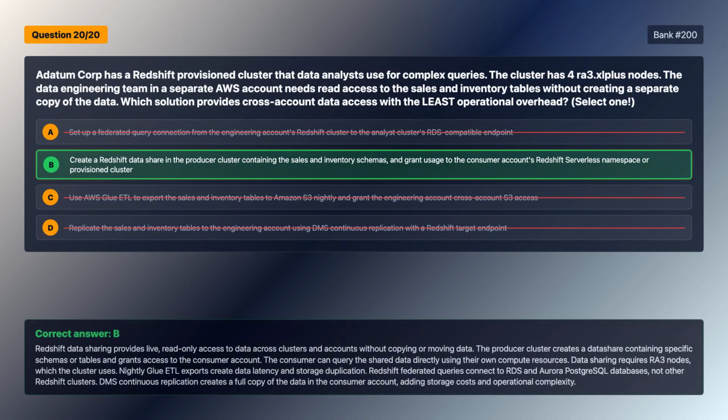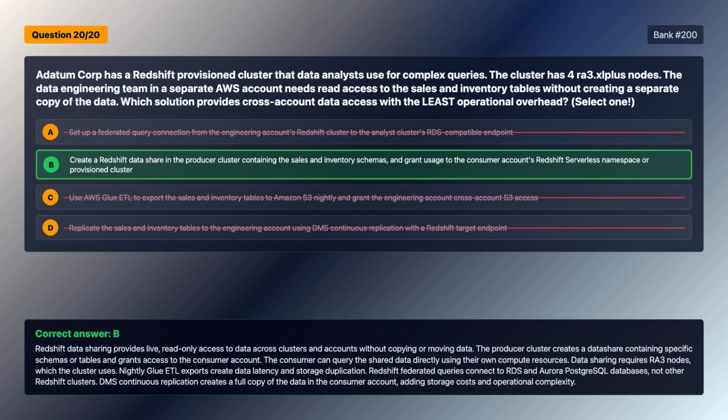The correct answer is option B. Redshift data sharing provides live, read-only access to data across clusters and accounts without copying or moving data. The producer cluster creates a data share containing specific schemas or tables and grants access to the consumer account. The consumer can query the shared data directly using their own compute resources. Data sharing requires RA3 nodes, which the cluster uses.